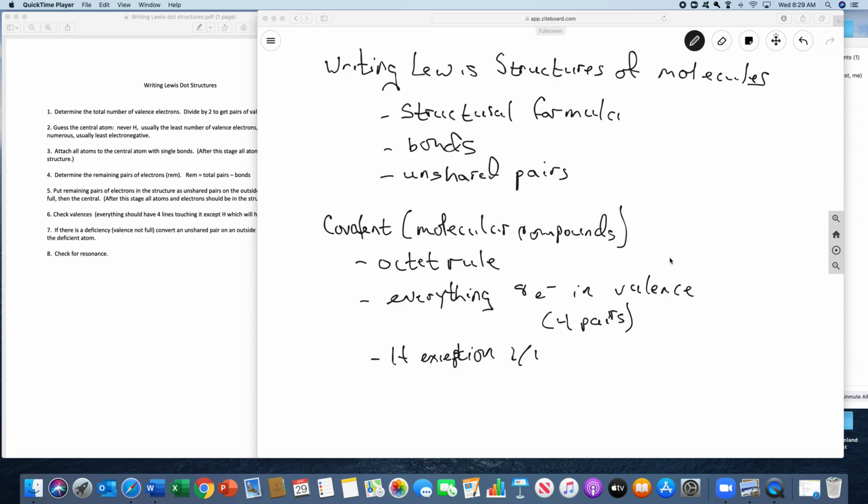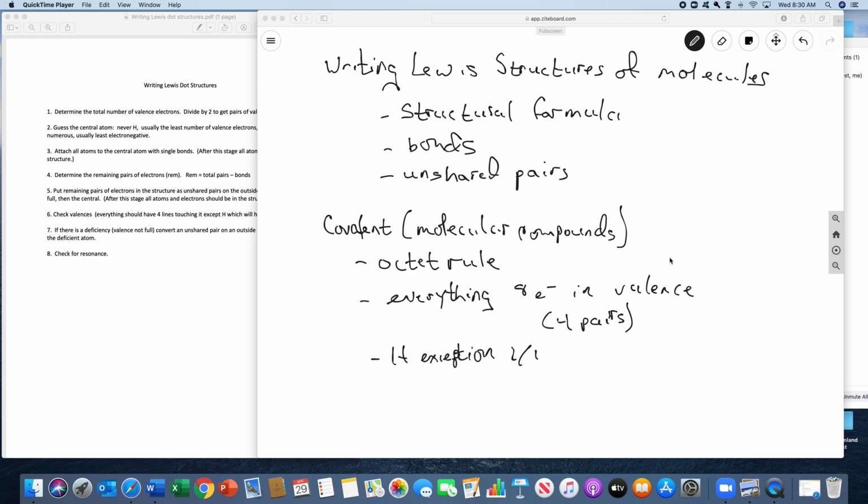I'm going to lecture on writing Lewis dot structures of molecules. Unlike the other lectures, this lecture is not going to have a PowerPoint with it. Everything is going to be done using the whiteboard, which is pretty much what I do in class. I'm probably going to break it up into 2 or maybe 3 videos, depending on how long they get. I try to keep them 15 minutes or less.